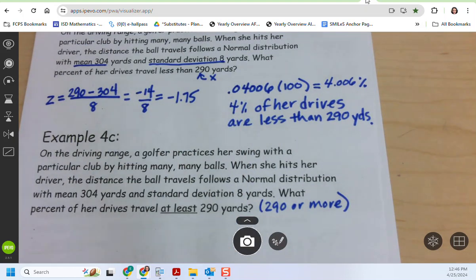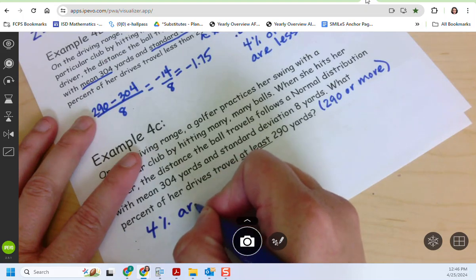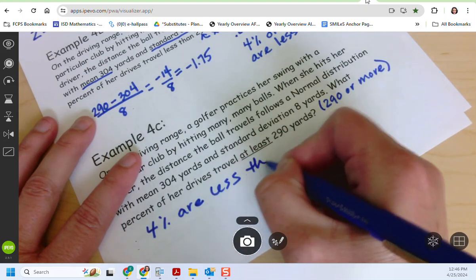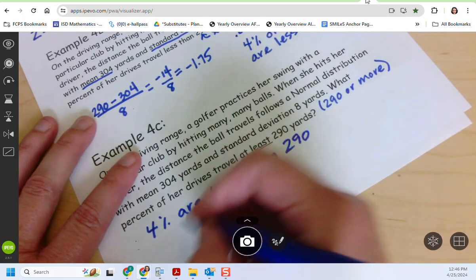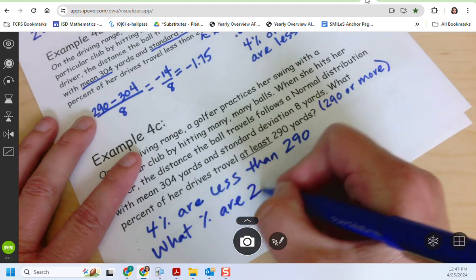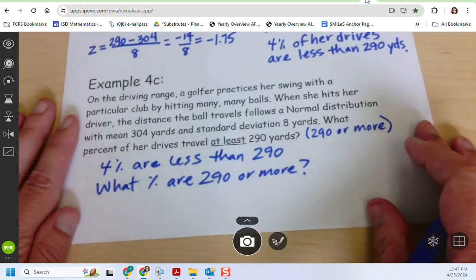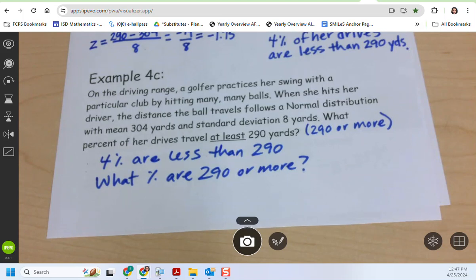So consider this. You know that everything altogether is 100%. If 4% are less than 290, what percent are greater than 290? What would we do? Take a moment. I'm going to give you a thinking minute here, okay? We already know 4% are less than 290. What percent are 290 or more? You don't need the z-score table. This is a common sense question. Okay? Talk to your neighbors about what you think the answer is.